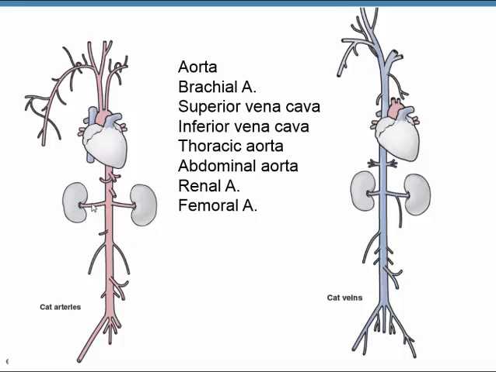The renal arteries supply the kidneys. The femoral artery is going to be in the thigh. This concludes our review of the cardiovascular system.